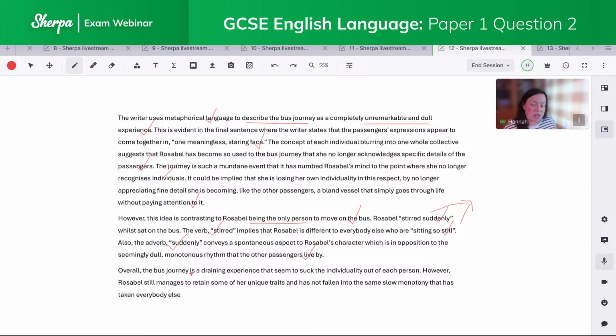Overall, the bus journey is a draining experience that seems to suck the individuality out of each person. However, Rosabelle still manages to retain some of her unique traits and has not fallen into the same slow monotony that's taken everybody else. You don't need a little conclusion at the end of your answer to question 2, but you're welcome to if you are bringing together 2 different interpretations. It might be a good idea just to bring the 2 together, just to clarify that you haven't contradicted yourself. You've just built on with different interpretations. So that last little bit, I would just say, is maybe an option when it comes to things like conclusions.